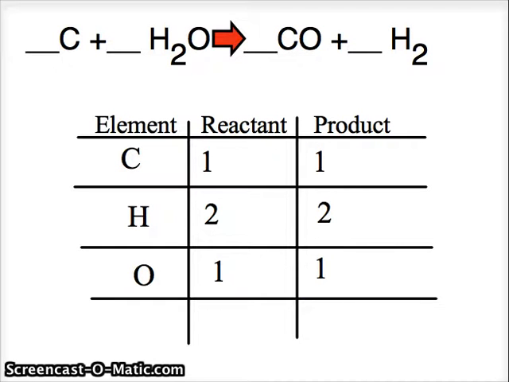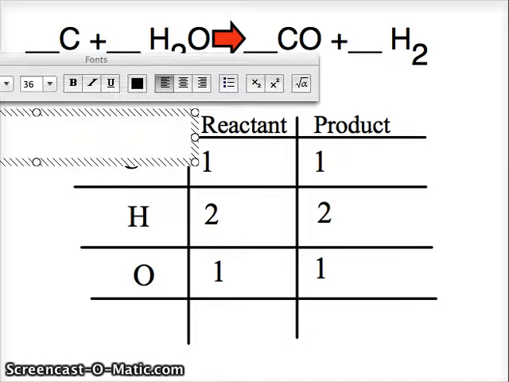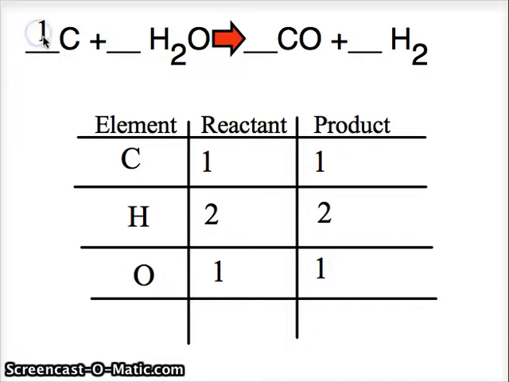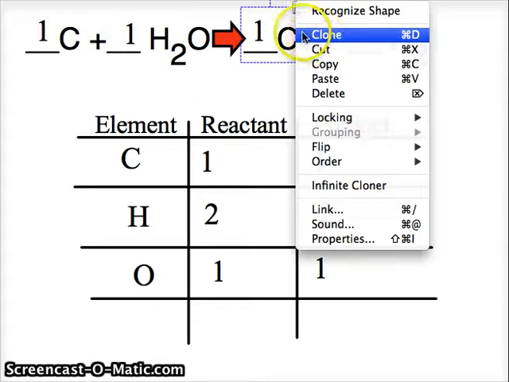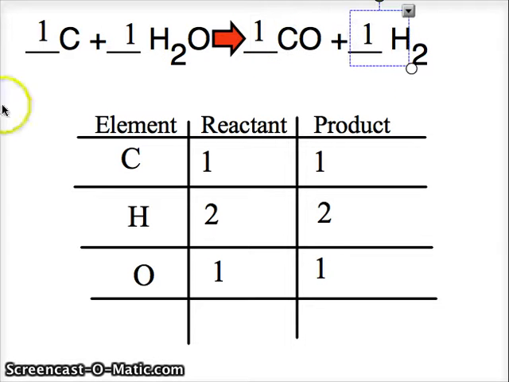Everything already matches, so the coefficients, the numbers out front, would be 1, 1, 1, and 1. That's the table method. Let's try another one.